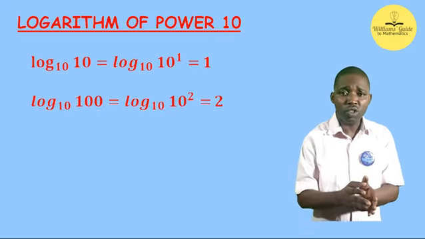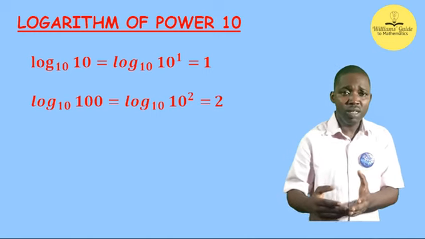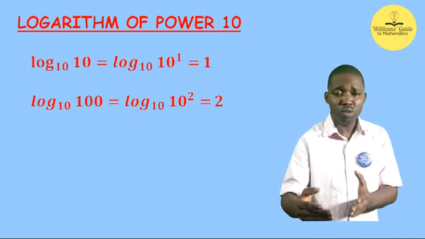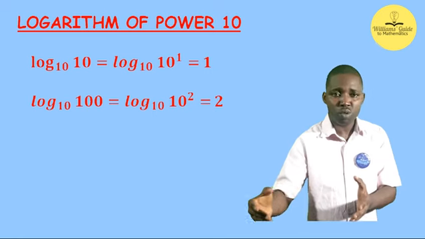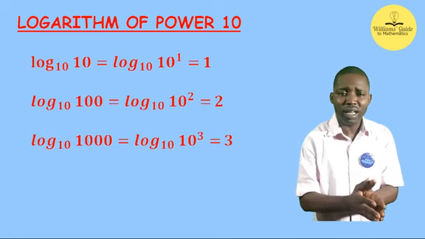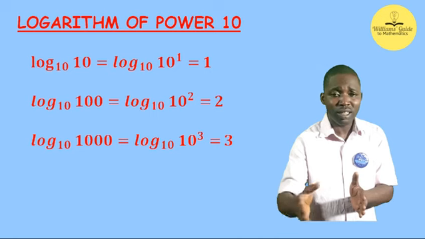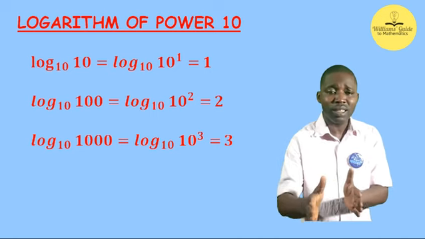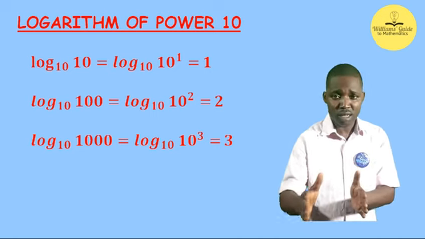If you have log 100, which is 10 raised to power 2, it means log 10 raised to power 2 to base 10 is 2. If you have log 1000 to base 10, 1000 is 10 raised to power 3. It means log 10 raised to power 3 to base 10 is 3.